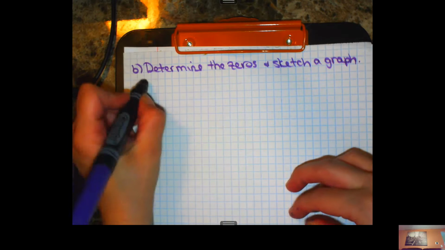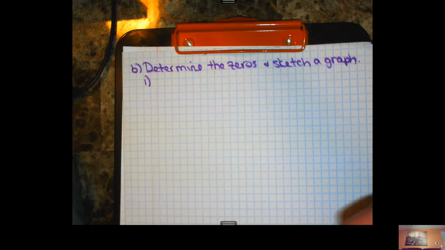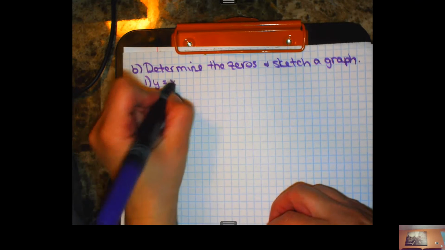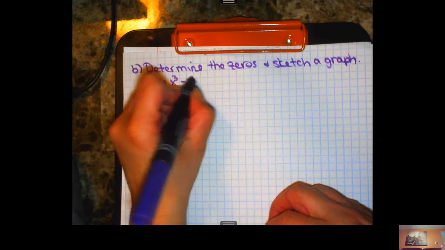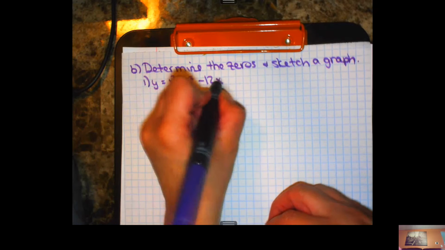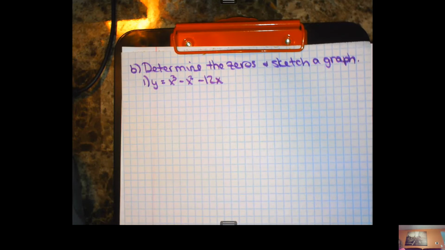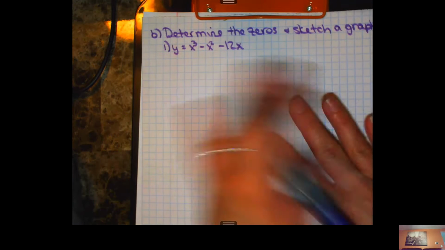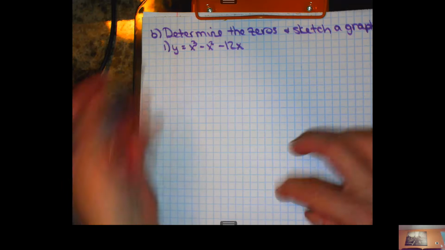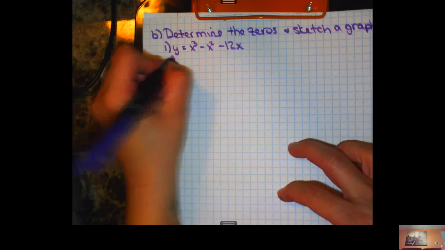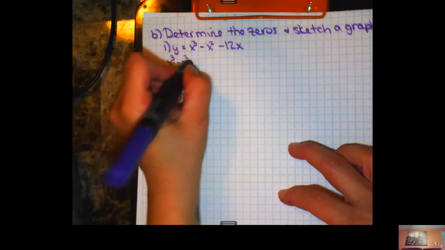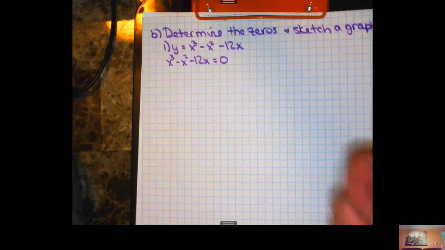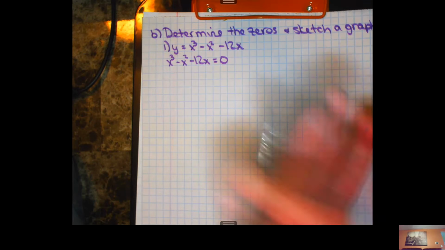So here's number 1. We're going to do 3 of them again. Can you write y equals x cubed minus x squared minus 12x. We're going to find the zeros, and I'm going to check in my calculator after. The first thing to do, step 1, is to make this equal to 0. So we're going to take x cubed minus x squared minus 12x and set it equal to 0. We've done this before in our quadratic chapter. Second step is to factor.